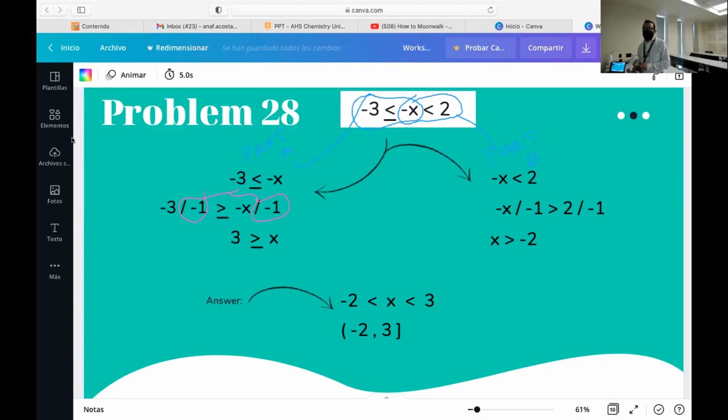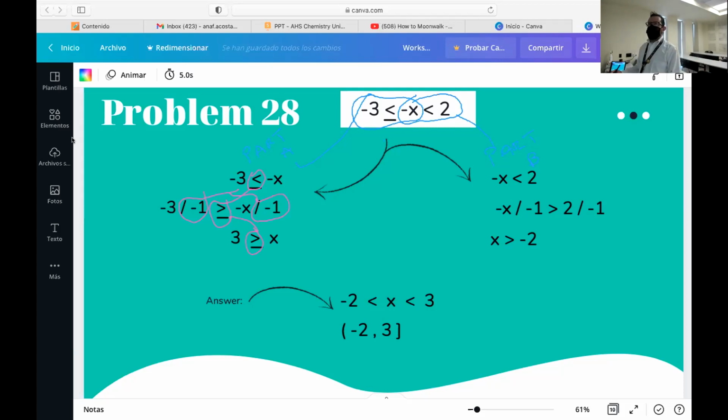Correct. The sign flipped. And so this part here is very important for us to remember. When we multiply or divide by a negative number, the sign is going to flip. So in the first inequality, we had less than or equal. Once we divide by -1, the less than or equal switches or flips and turns into greater or equal. Okay, and that change stays until the end or until we do another operation.